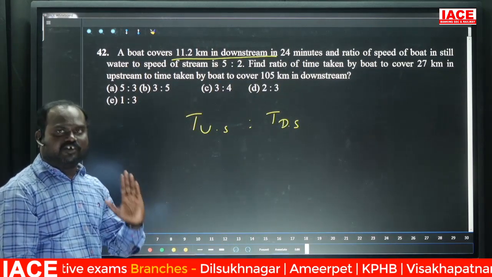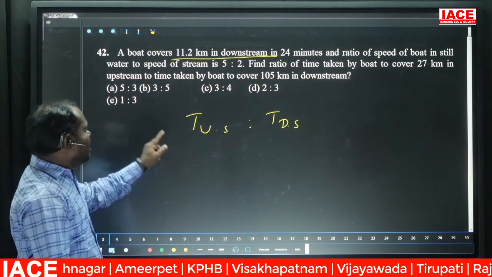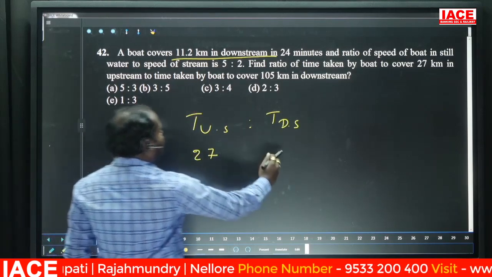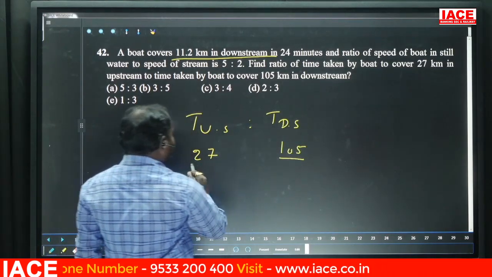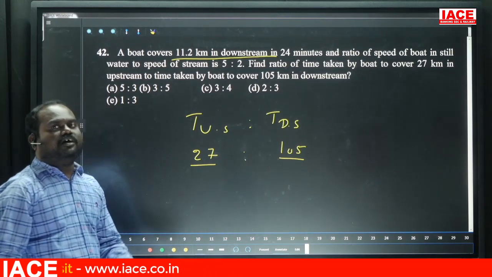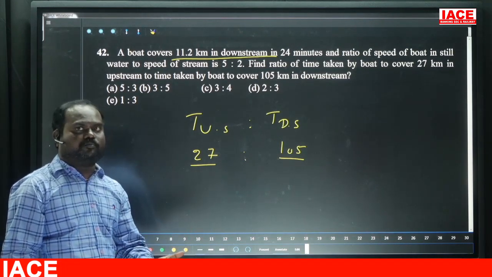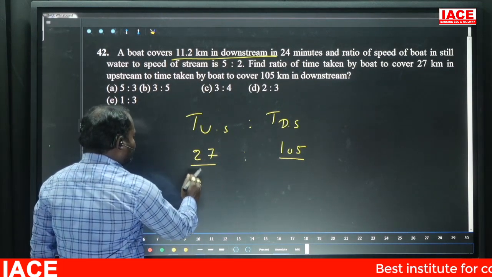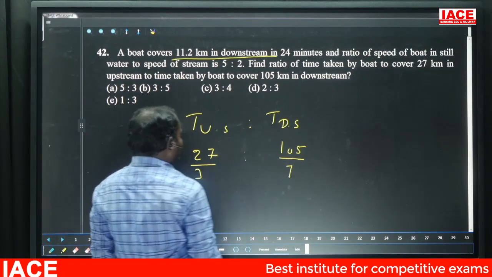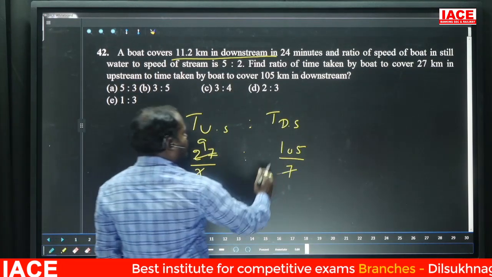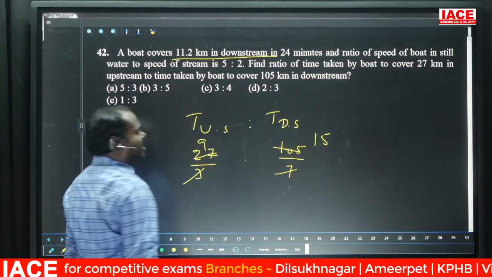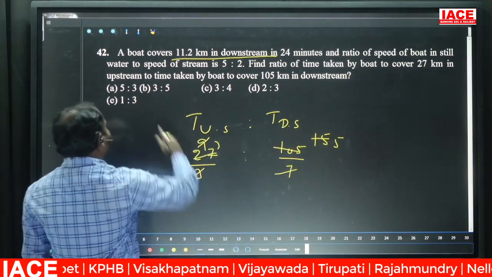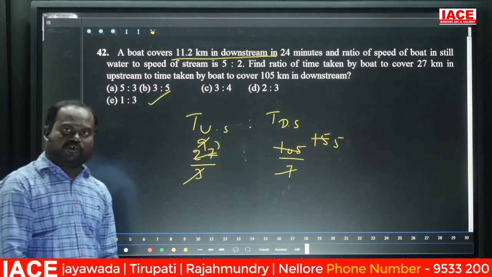Directly we can move on with the time formula, distance by speed. He wants to cover 27 upstream and 105 downstream. Upstream, the stream speed is a disadvantage to the boat, so boat speed minus stream speed is 5 minus 2, which is 3 parts. Downstream is 5 plus 2, 7 parts. So 27 by 3 is 9, and 105 by 7 is 15. The ratio 9 to 15, cancelling 3, is 3 to 5, nothing but option B.